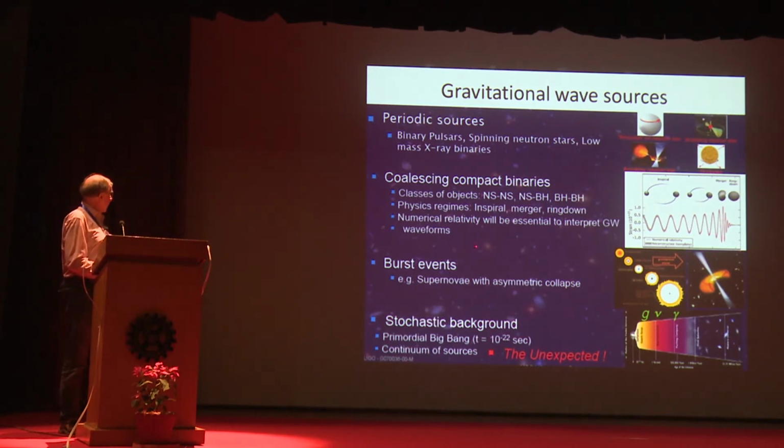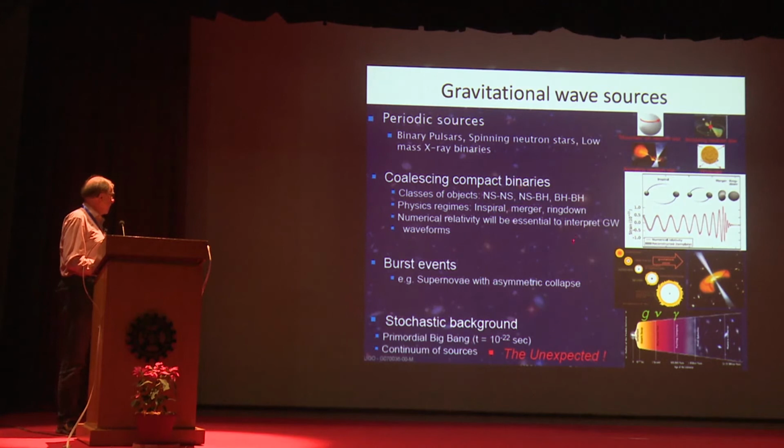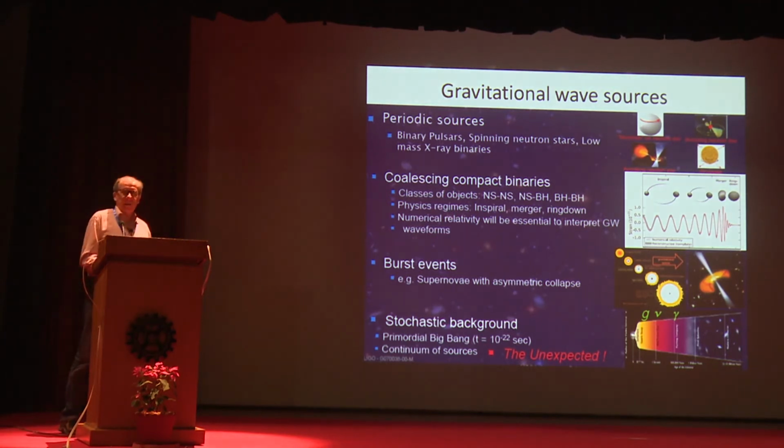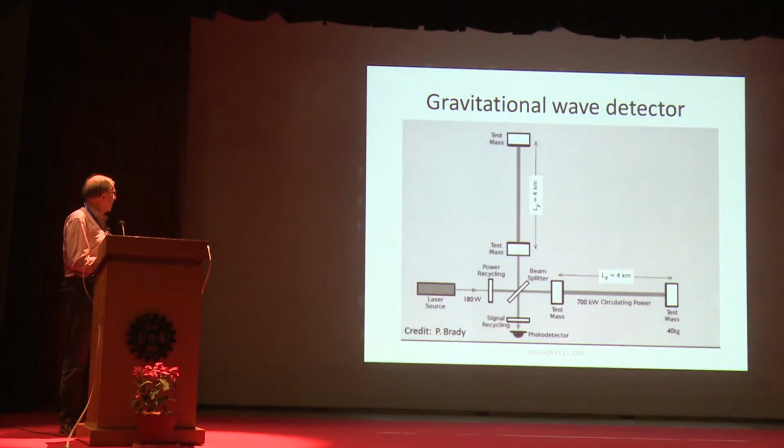Then there are other sources. These were originally the first to be considered as sources of gravitational waves, namely supernova explosions, which it's difficult to imagine will be perfectly symmetric, so one can expect a signal. Then a very important type of signal can come from the Big Bang, which can produce a stochastic background, which can also be detected. So these are the sources. Next thing is the detector.